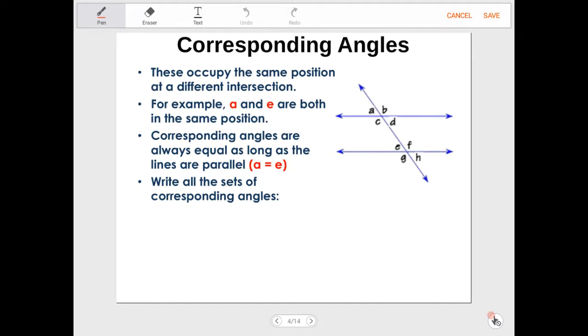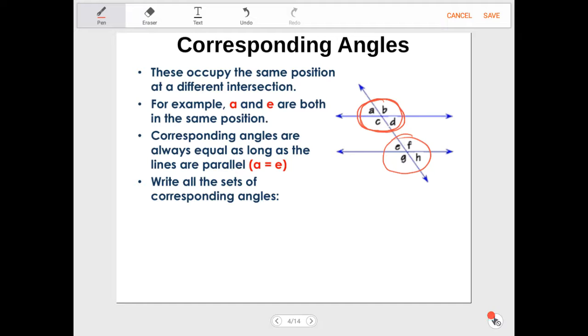The next one is corresponding angles. Okay, so again, this is one now where the terminology comes into play, and you're going to have to be careful with this and commit this to memory. So corresponding angles occupy the same position at a different intersection. I think this all makes sense. Although we're not measuring anything, if we consider this ABCD intersection, I think it's pretty clear that all of the angles down here are exactly the same. So corresponding angles occupy the same position at different intersections.